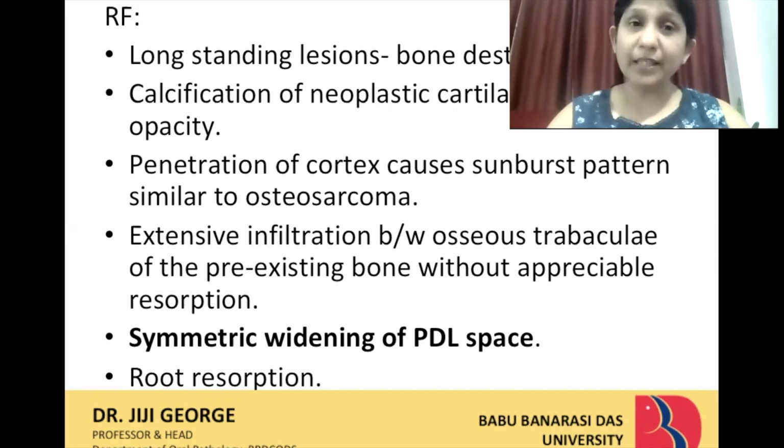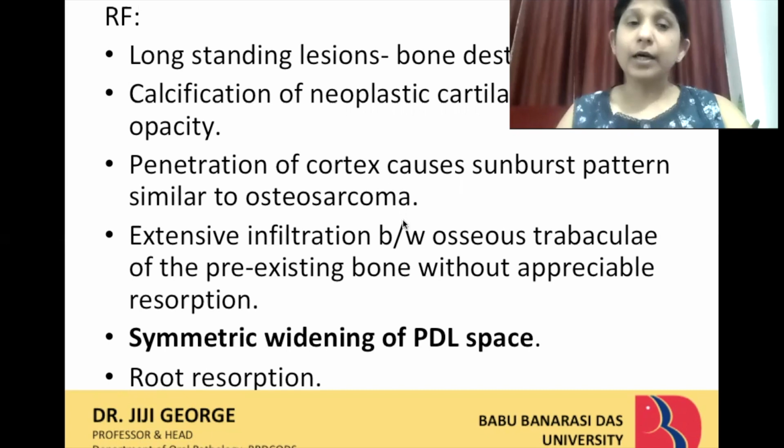This neoplastic cartilage can sometimes undergo calcification, because our body will always try to mimic a normal process. There is something called endochondral bone formation, where cartilage is initially formed and then that will calcify to form bone. So our body will always attempt a normal process. Here the neoplastic cartilage will attempt to form calcification, and that will show a radiopacity on the radiograph.